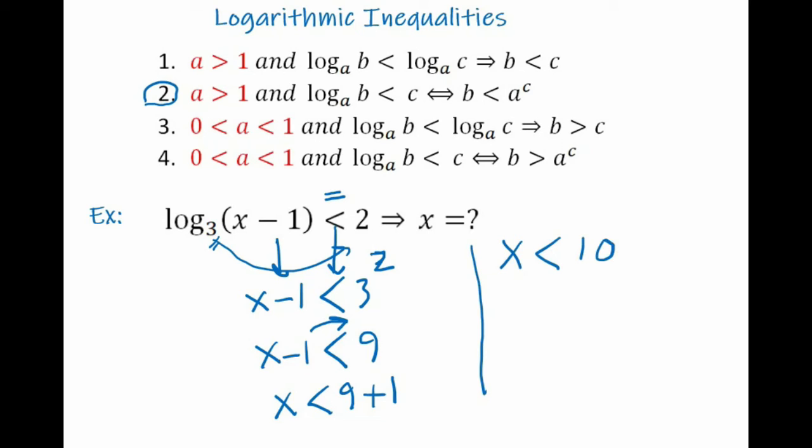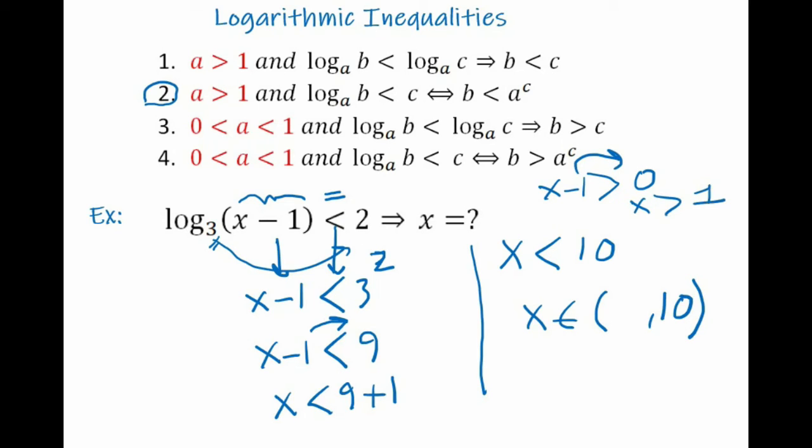How can we show it? Well, as a solution, x is an element of the interval. x has to be less than 10, guys. So 10 is here. And then there is a must, okay, in order to make this logarithm valid, x minus 1 has to be greater than 0, right? So just send this to the other side. So x is going to be greater than 1.